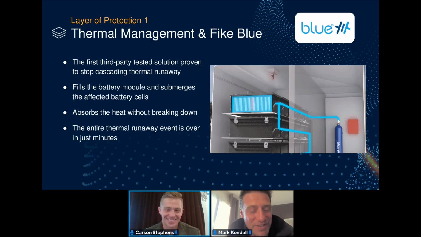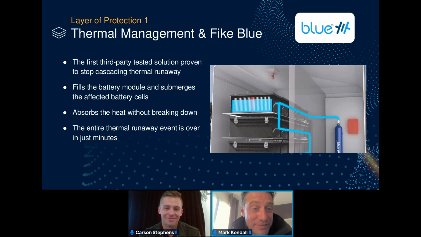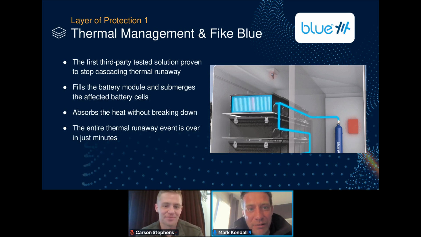I'm not muted. Apologies, everybody. I'm currently in France running some tests, funnily enough, on some lithium-ion batteries. So you'll have to excuse me if this drops out a little bit. But the first layer of protection that we're going to take a look at is thermal management.